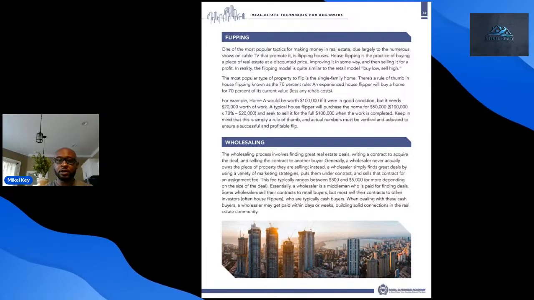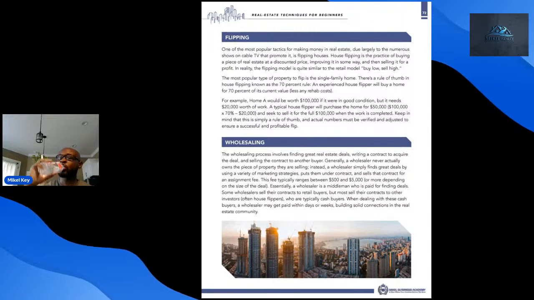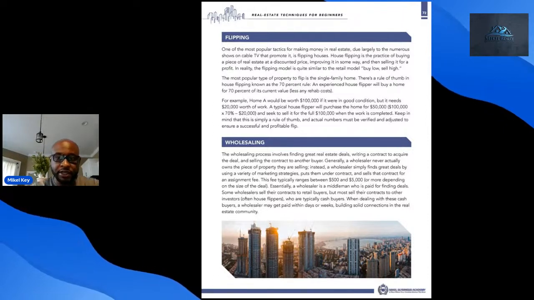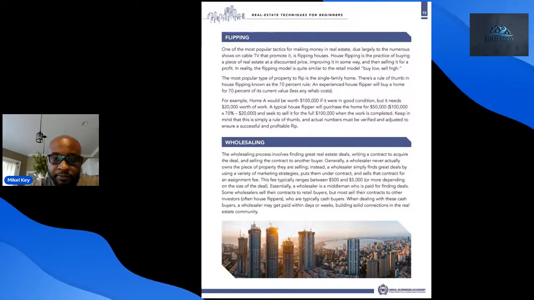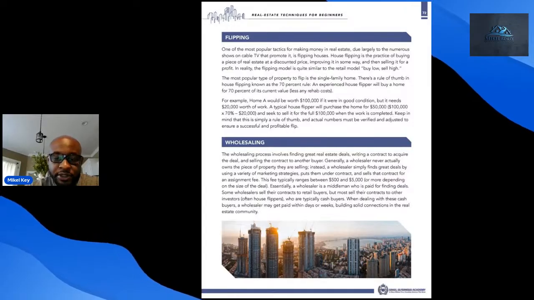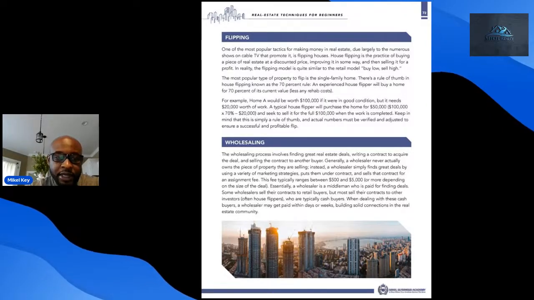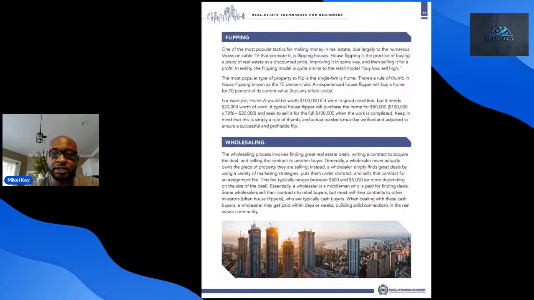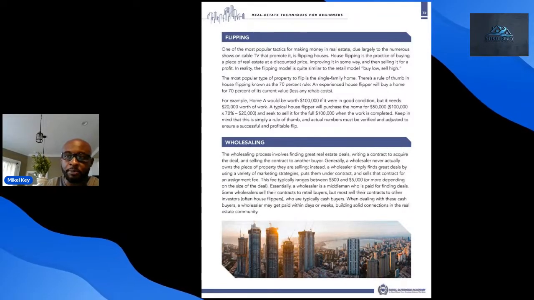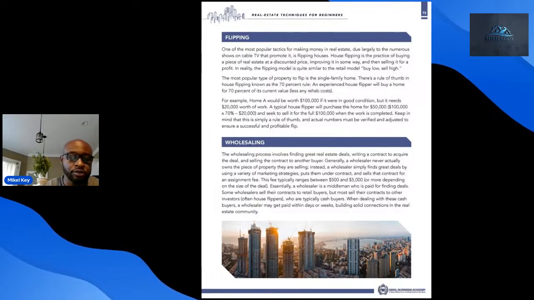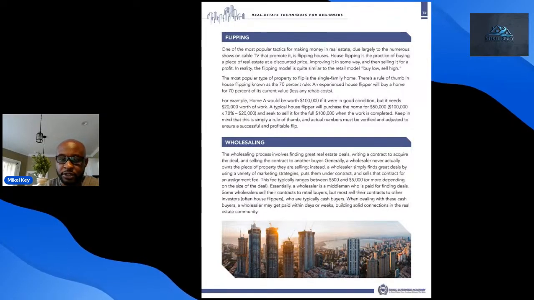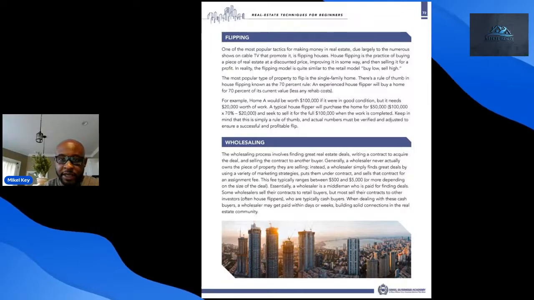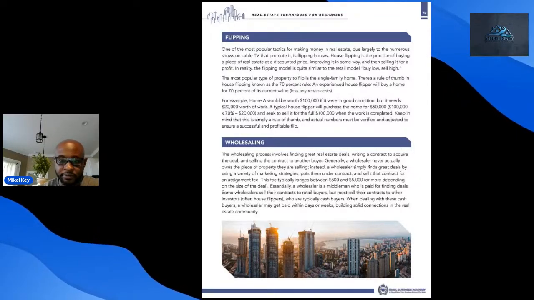I want you to digest that for a second. The 70% rule says you can pay no more than 70% of the after repair value, and that covers the cost to buy the house and the cost to renovate it. There's a good example in the book on page 72 that walks you through that process.